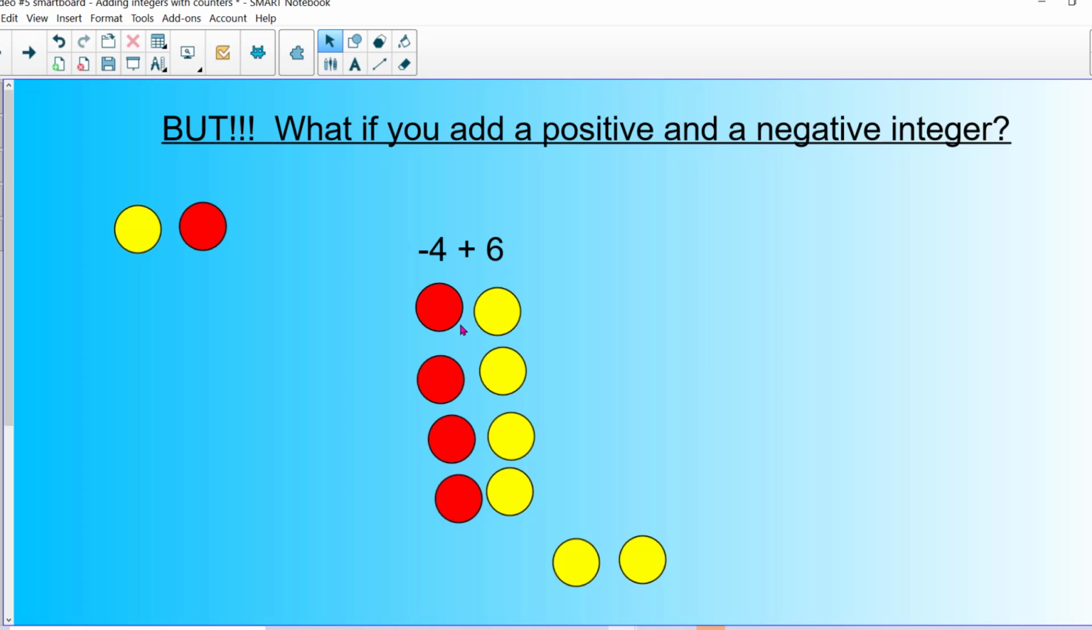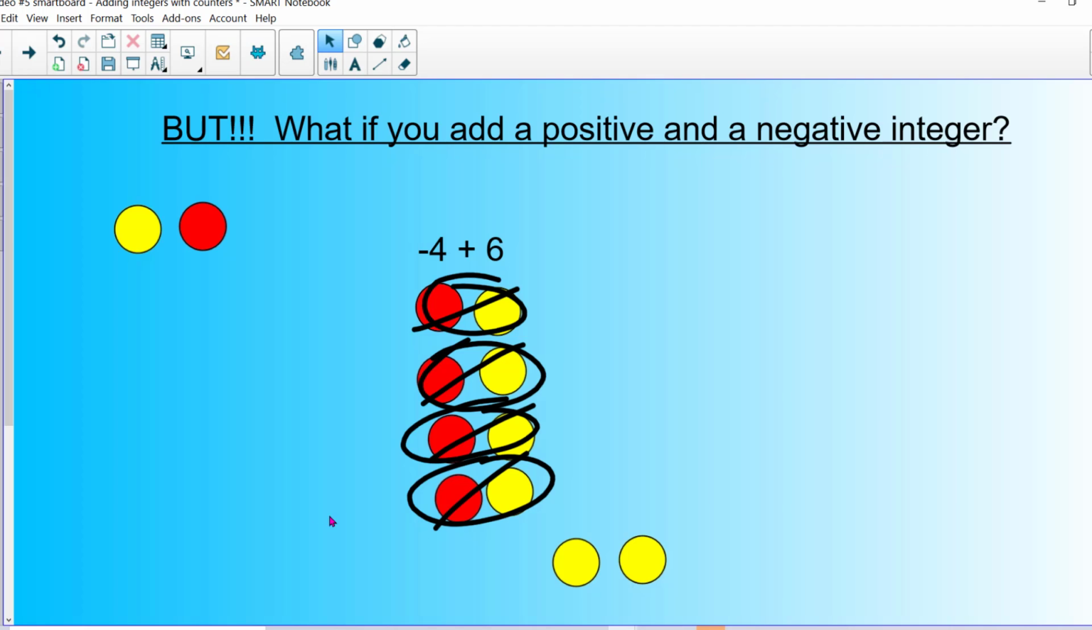Do I have 10 negatives? No. Do you see 10 negatives there? No. Do I have 10 positives? Nope. I have some positives and some negatives. Now I get to cancel out my 0 pairs. Well, this is a 0, right? That's 0. That's 0. There's another 0. How many 0 pairs did I have? 4. So those 4 negatives canceled out 4 of those positives in the 6. And what was left? So this equals +2. Why was it positive? I had more positives. See how that worked? Than I did negatives. And the negatives got canceled out.